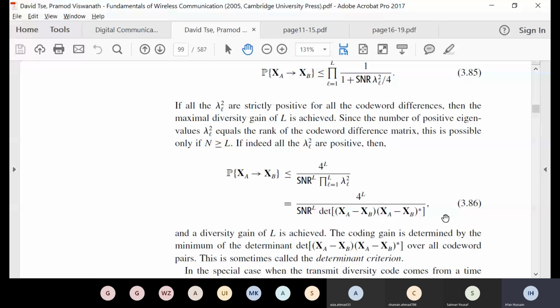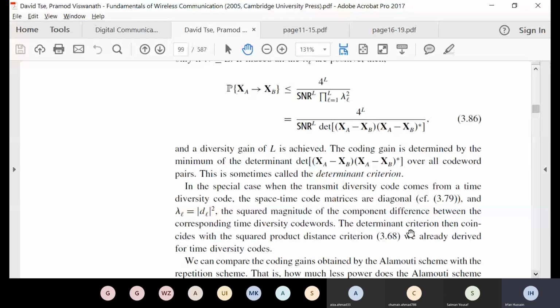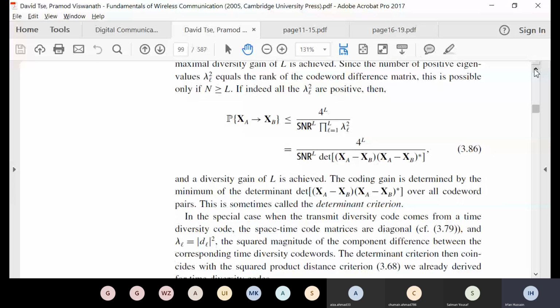I will also try to present some examples so that we are well versed in finding the probability of error based on the space-time criteria. If you have any questions, you can ask now.